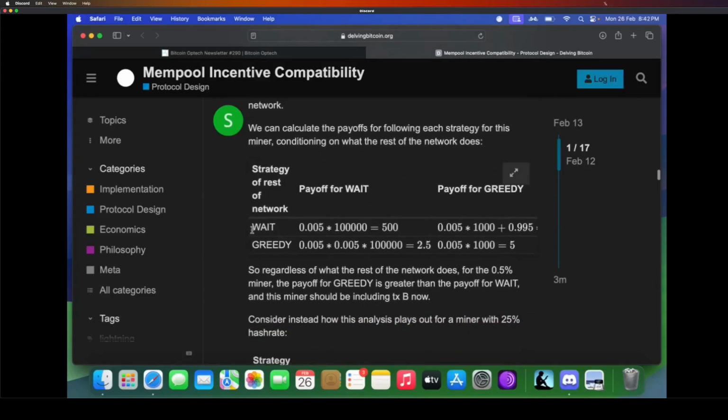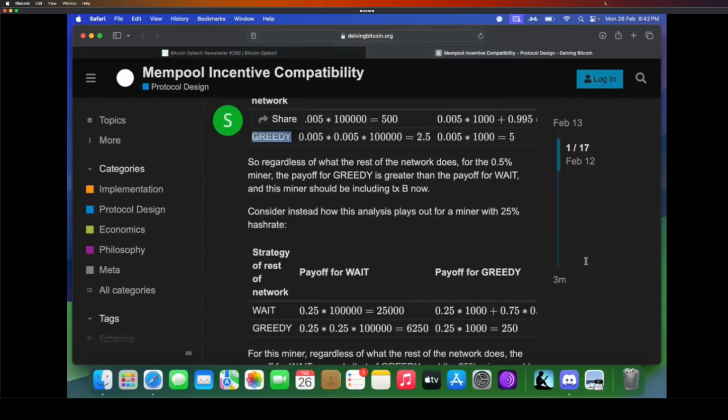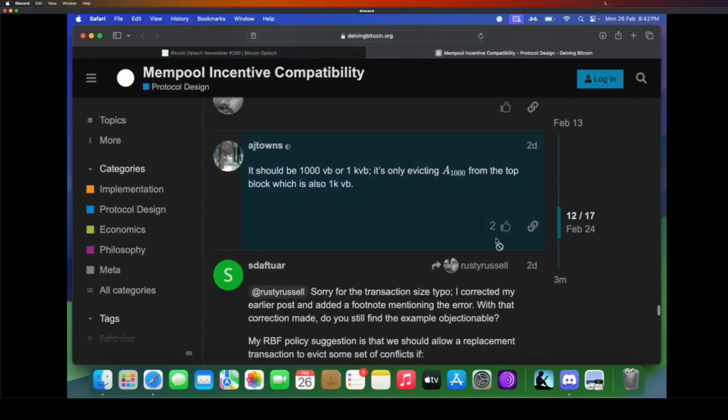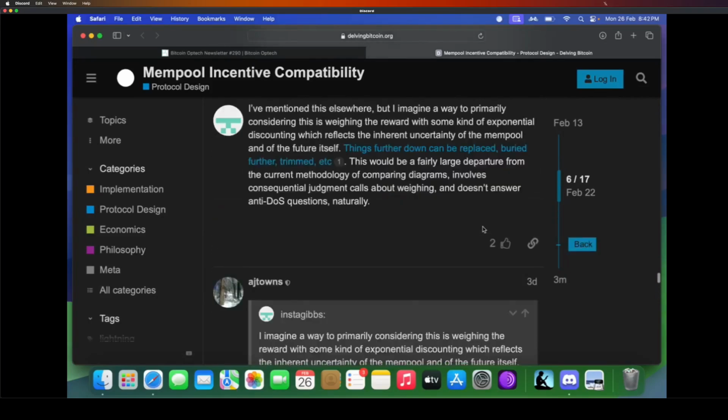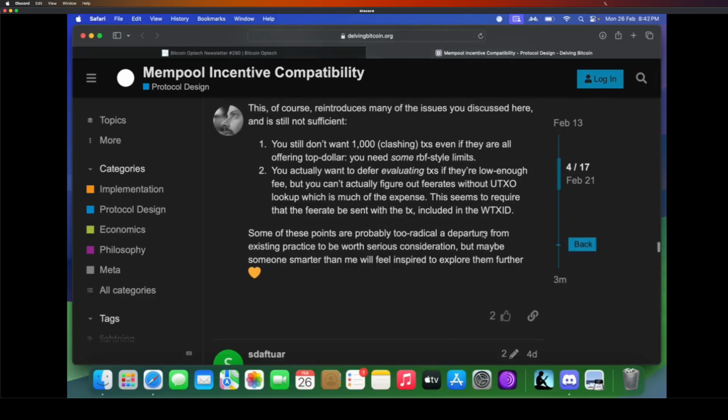He does some math, all right? So what if the miner who has 0.5% of hash rate waits? What will happen? And what if he becomes greedy and includes a transaction right now in the block? He says that it is better for a miner with a very low hash rate to wait. Waiting policy is better for him.